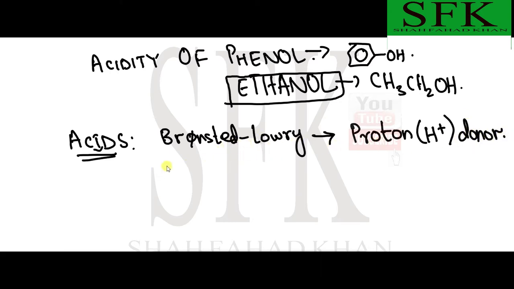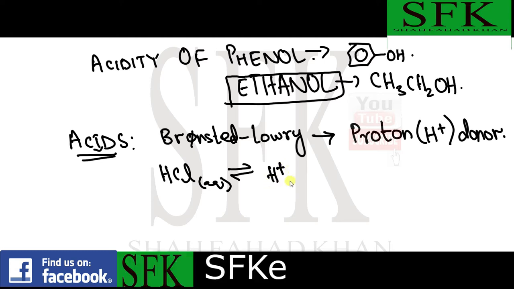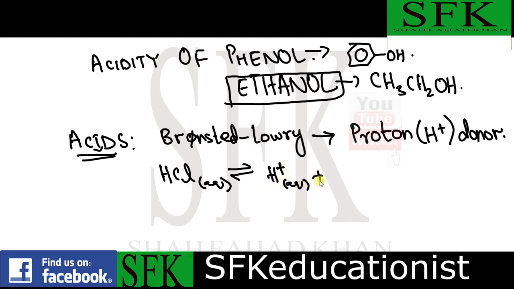So if I have HCl in aqueous solution, the HCl dissociates to donate its proton, giving H positive ion aqueous and Cl negative ion aqueous. So it has basically donated its H positive ion. So this is a Bronsted-Lowry acid.